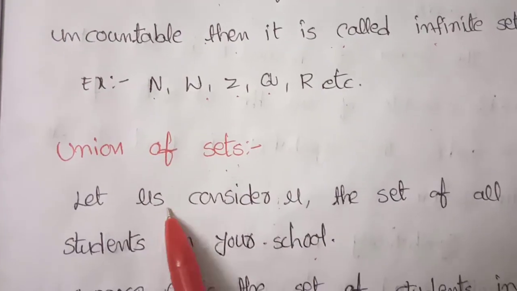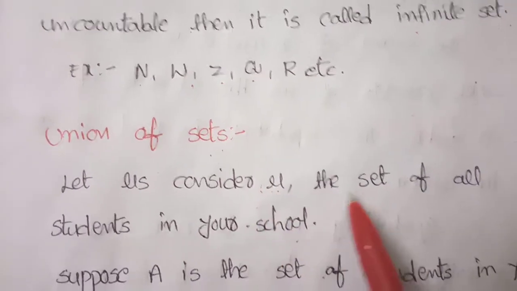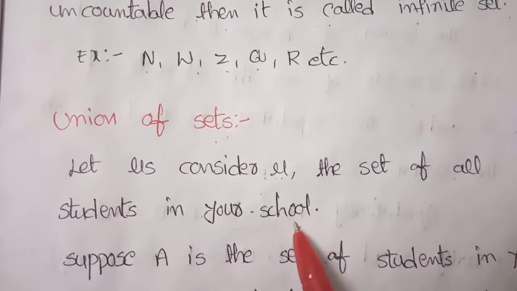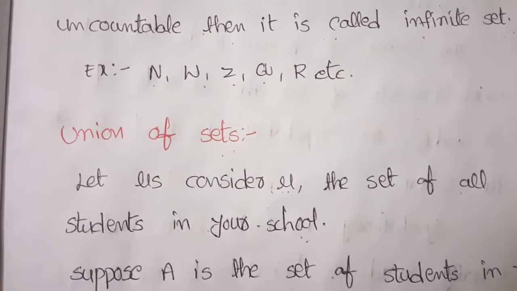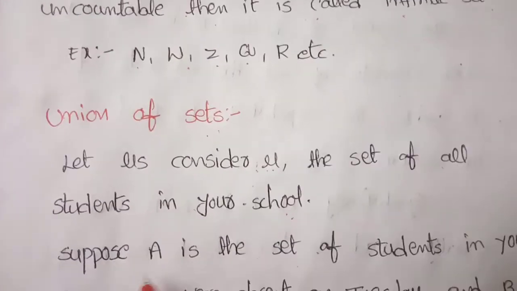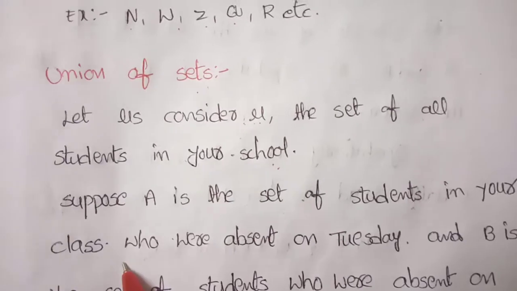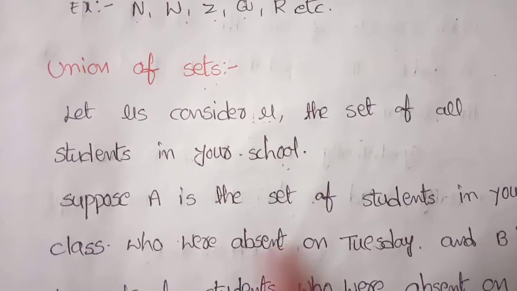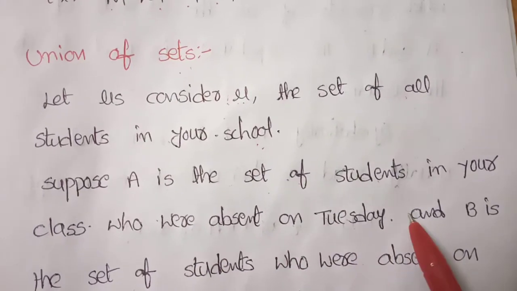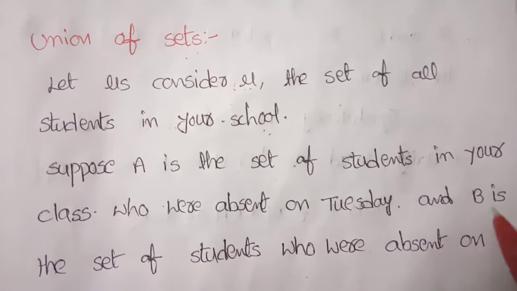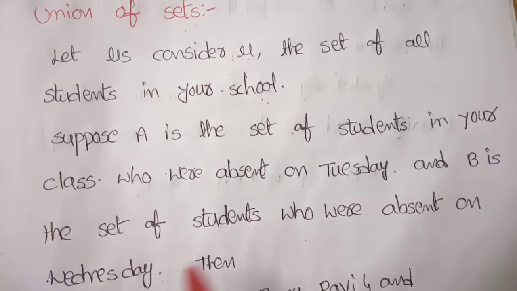Union of sets. Let us consider mu. What is mu? Universal set. The set of all students in your school, from 6th, 7th to 10th, and intermediate. Suppose A is the set of students in your class, only one class, who are absent on Tuesday, and B is the set of students who are absent on Wednesday. Okay, understood?